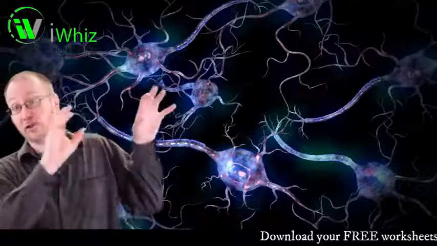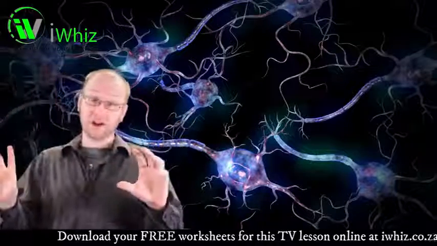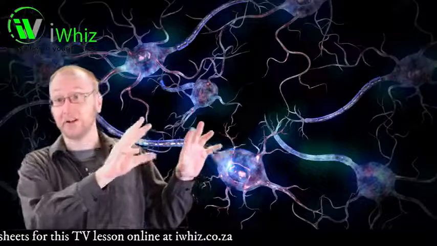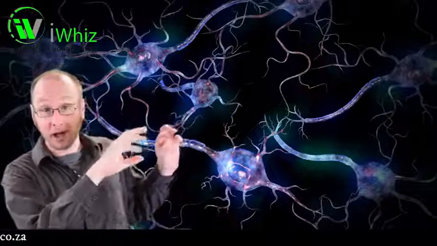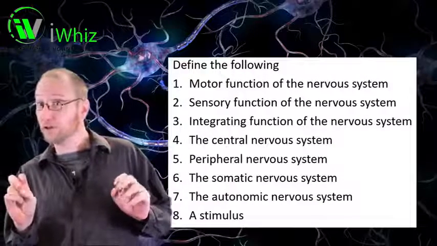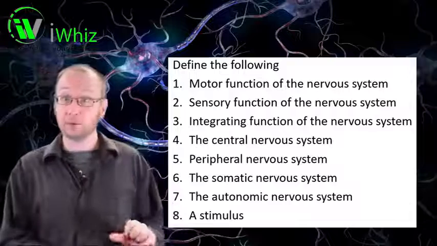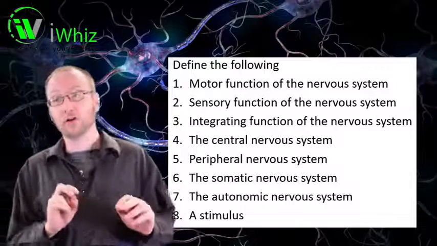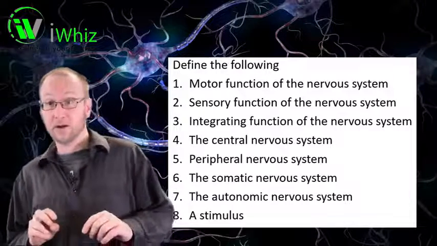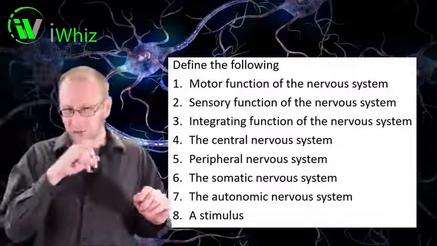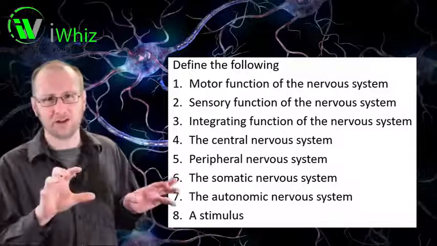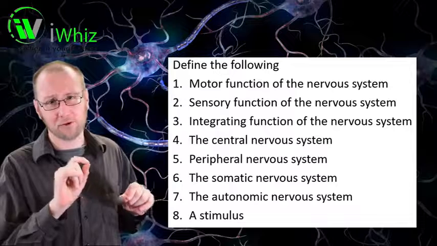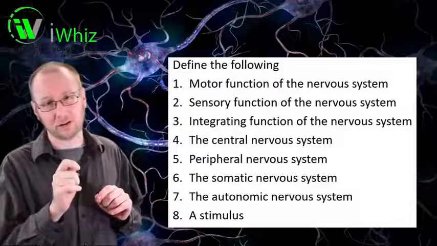So now for the next few questions we're doing the opposite of what we just did. This time you've been given the term, and you need to provide the definition for that term. Number 1, the question says define the following, and number 1 says the motor function of the nervous system. Let's see, can you remember what the motor function of the nervous system is? Let me give you a few seconds to remind yourself.